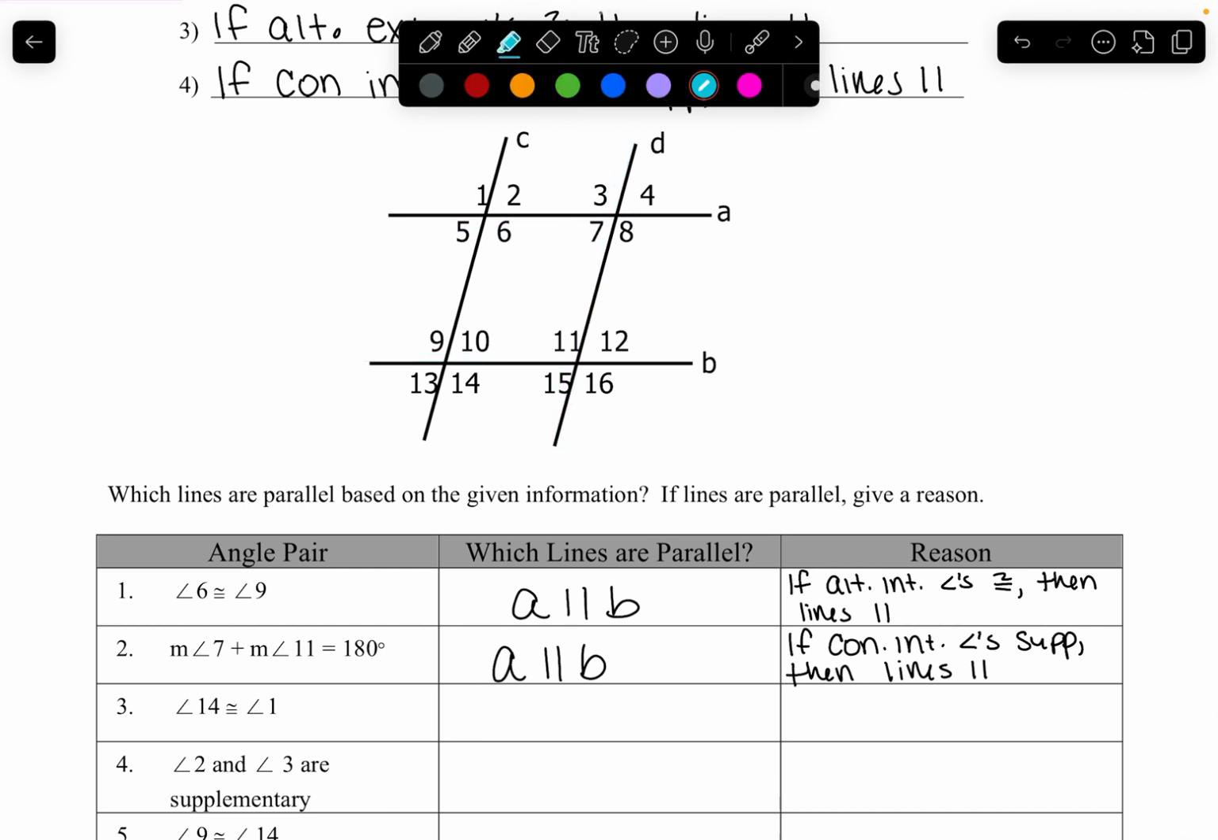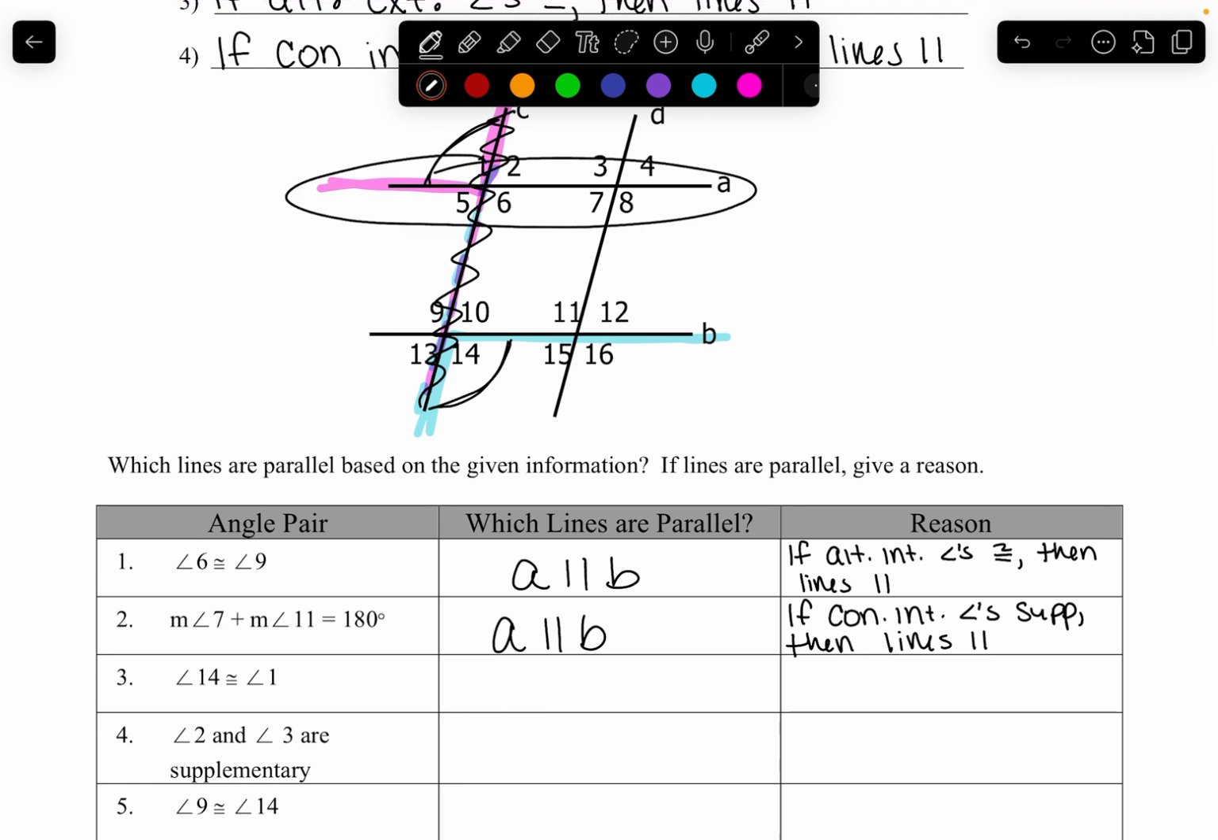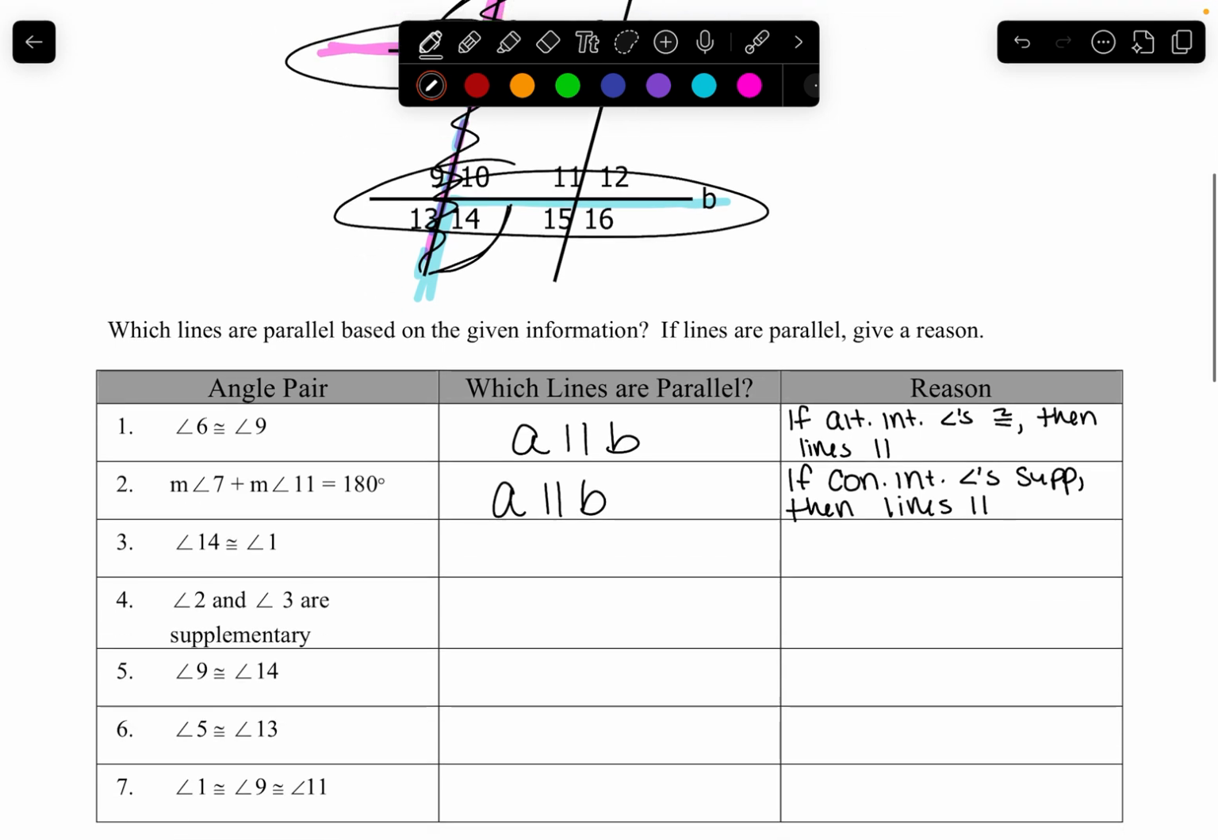All right, we've got angle 14. And we've got angle 1. These lines do not appear to touch, but I want to remind you that these lines can always be extended if they need to be. And hopefully now you can see that angle 1 and angle 14 share line C, so that's its transversal. So that means that the other highlighted lines are going to be our parallel lines. So we have line A is parallel to B.